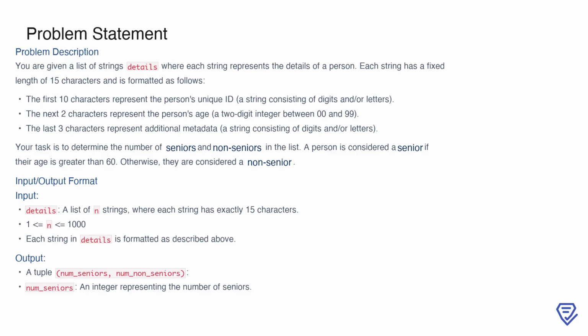The goal is to classify people from this list into 2 categories, seniors and non-seniors. A person is considered a senior if their age is greater than 60. Otherwise, they fall into the non-senior category. Your task is to determine the total number of seniors and non-seniors and return these counts as a tuple, where the first element is the number of seniors and the second element is the number of non-seniors.